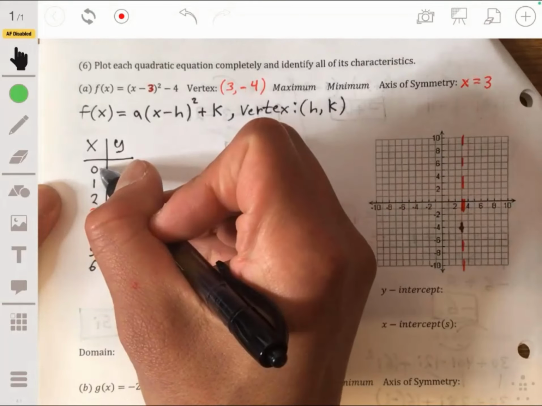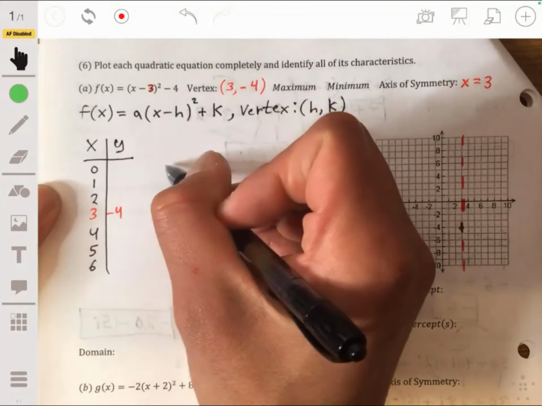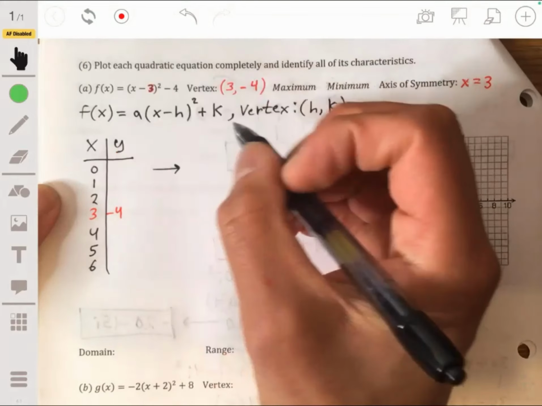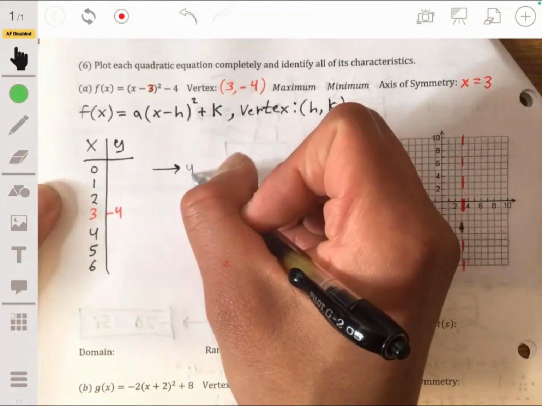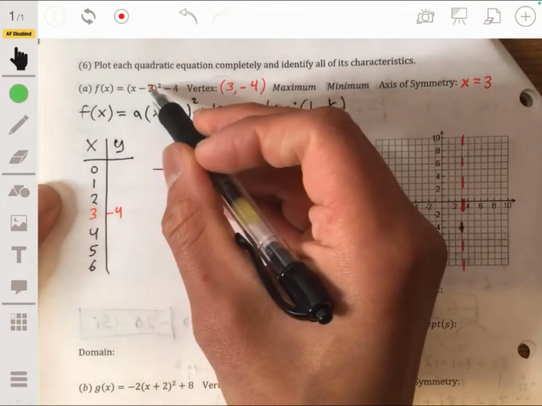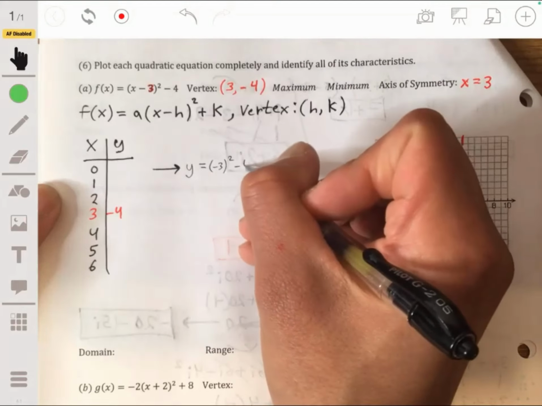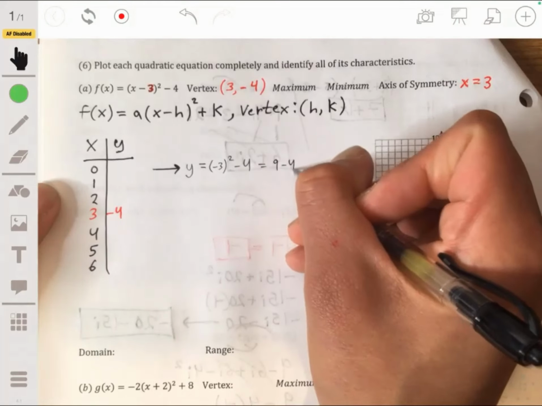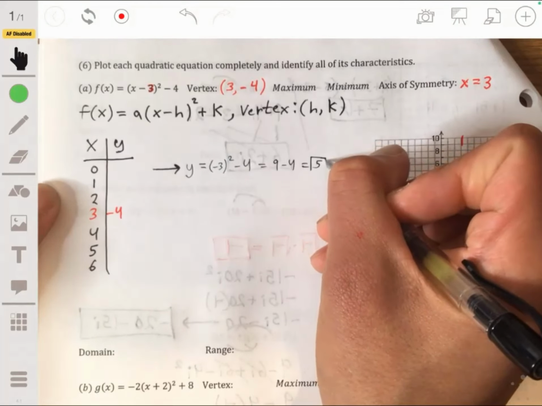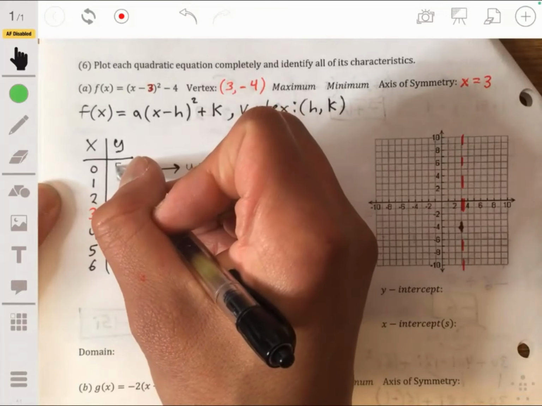So for example, plug 0 into this equation. So I'll do a couple of them by hand. We'll get that. Let me use a different pen so it's not messy. So we go y will be equal to 0 minus 3 squared, or negative 3 squared, minus 4, or 9 minus 4, which is going to be 5. We're going to put 0, 5 there.